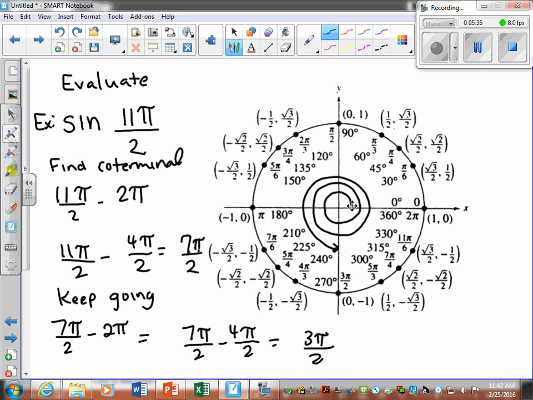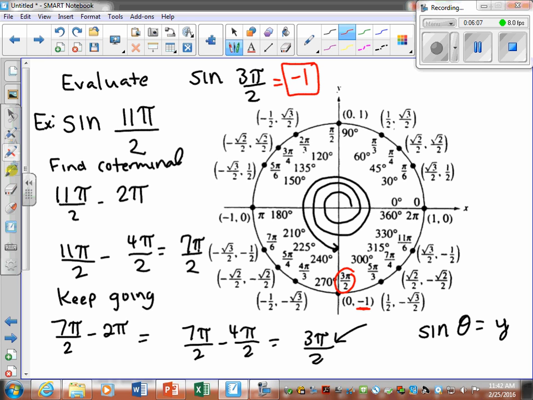But we can use the coterminal value because we know they have the same initial and same terminal. So basically we're going to use the sine of 3 pi over 2. Now, by our trig definition, what is the sine of theta equal to? Sine of theta is equal to the y value, right? So what is the y value? Here's 3 pi over 2. What's the y value? Negative 1. So we would say negative 1. Good job.